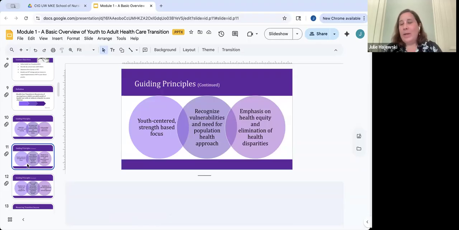Recognizing vulnerabilities and a need for population health approach. We continue to hear more and more about that in every avenue of healthcare. So just thinking about that, a population health approach. And a continued emphasis on health equity and elimination of health disparities. Again, widespread throughout all avenues of healthcare that we need to think about, but this is just an area where vulnerable populations with disability are just more, I think, prone to inequities and disparities.